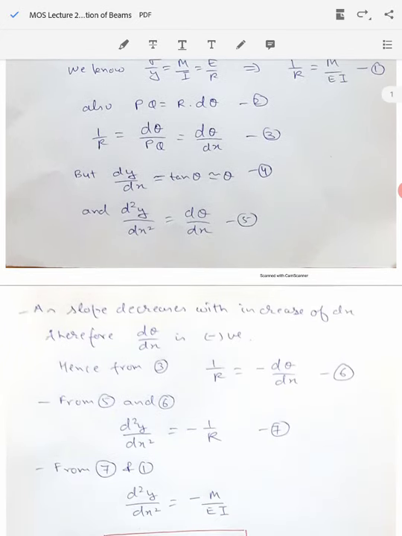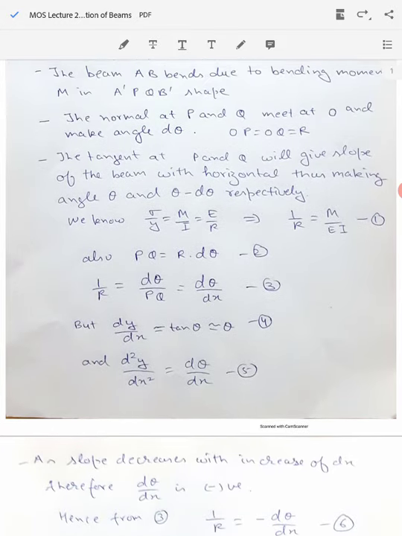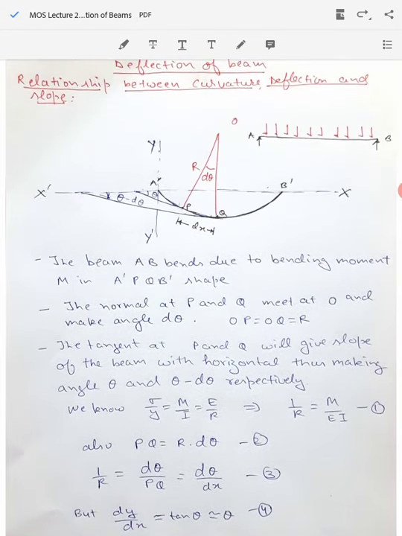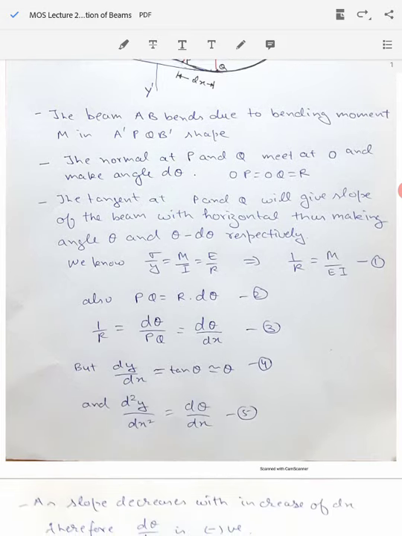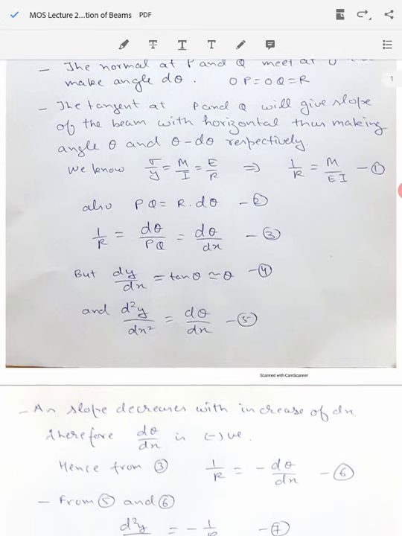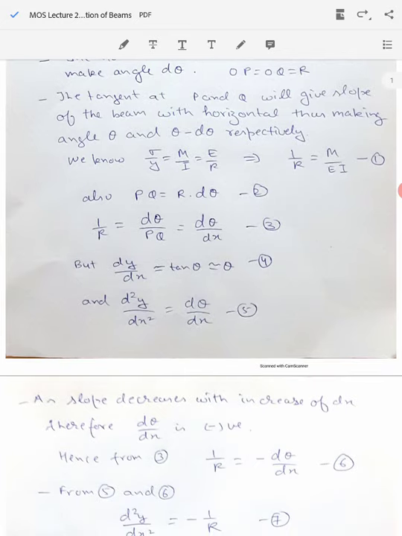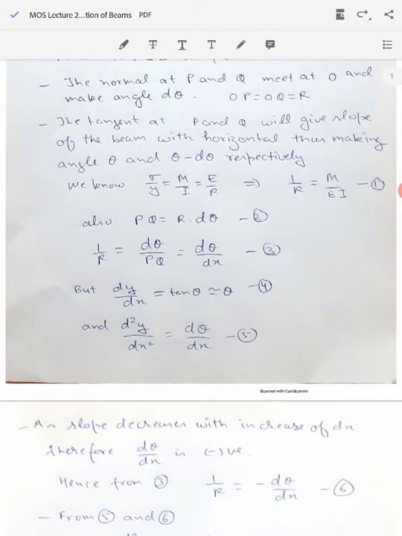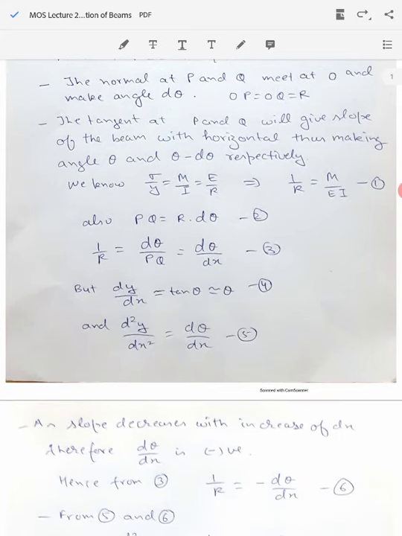Now as slope decreases with the increase of dx, we see that here the slope was theta, and with the increase in the value of x, it decreases from theta to theta minus d theta. So slope is decreasing with the increase of dx, therefore d theta by dx is negative here. So from equation 3 we can say that 1 by r is equal to minus d theta by dx.